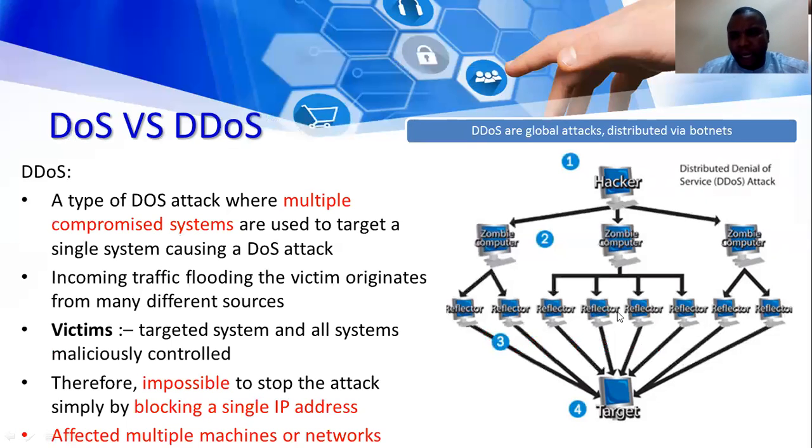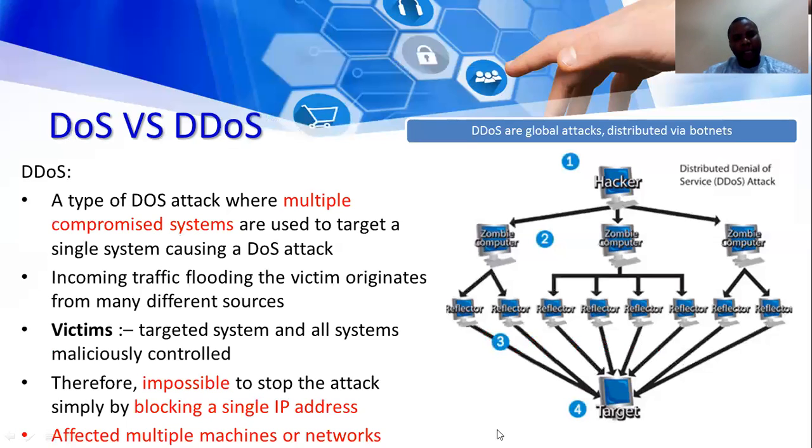And who are the victims that are involved here? The victims are the targeted systems and all the systems that are maliciously controlled. As you can see, this target system is a victim. Even all the systems that have been maliciously controlled on the network have also become victims, because the attackers have manipulated them. They have been used maliciously to cause a DoS attack on the targeted machine.